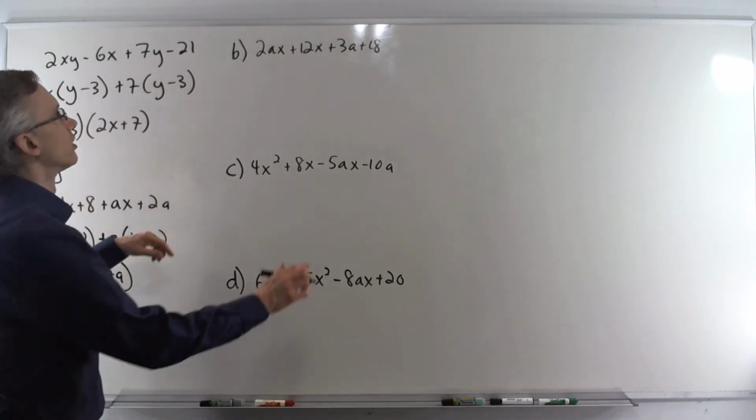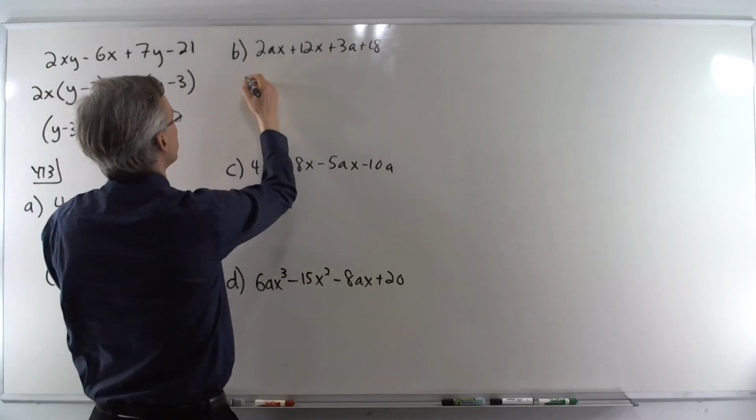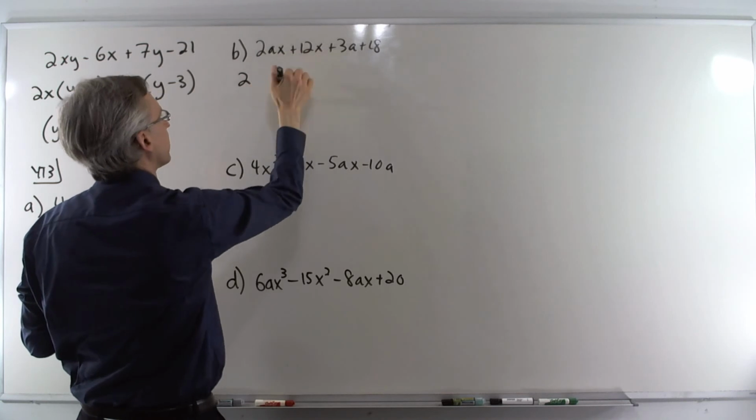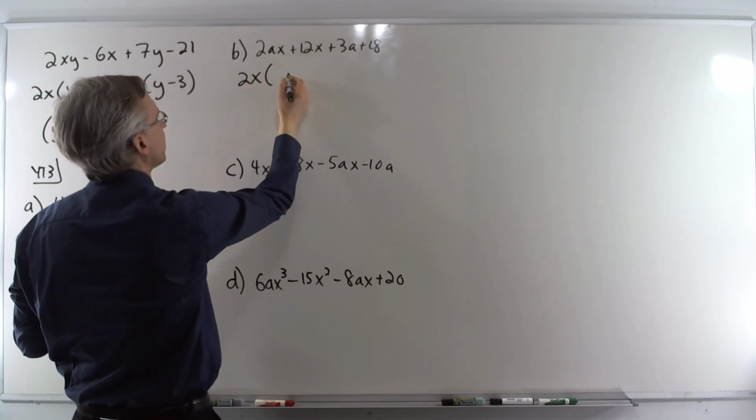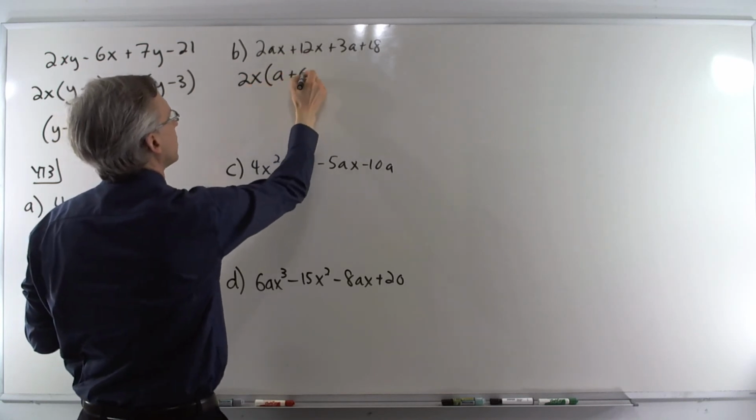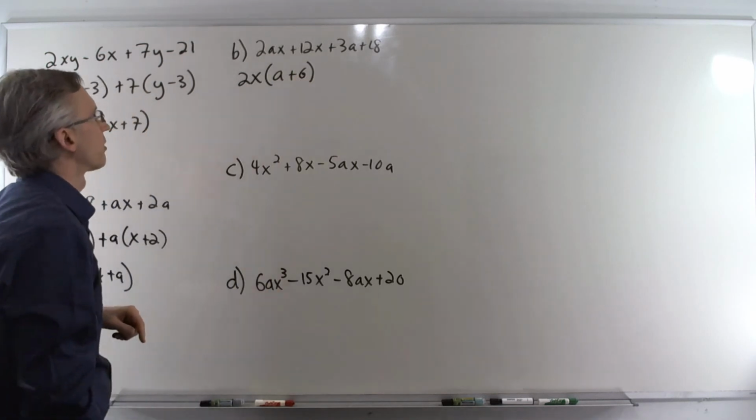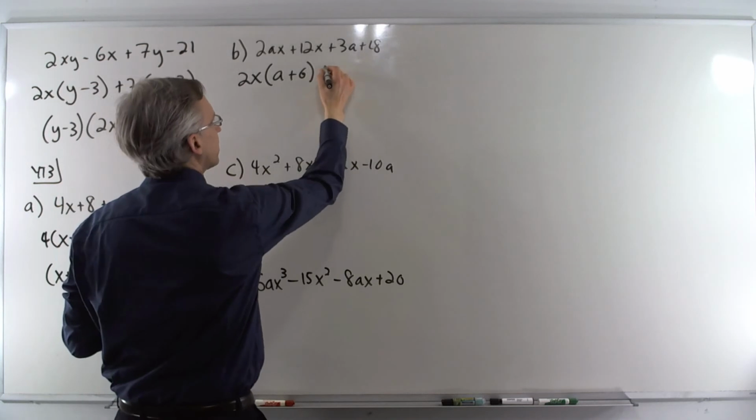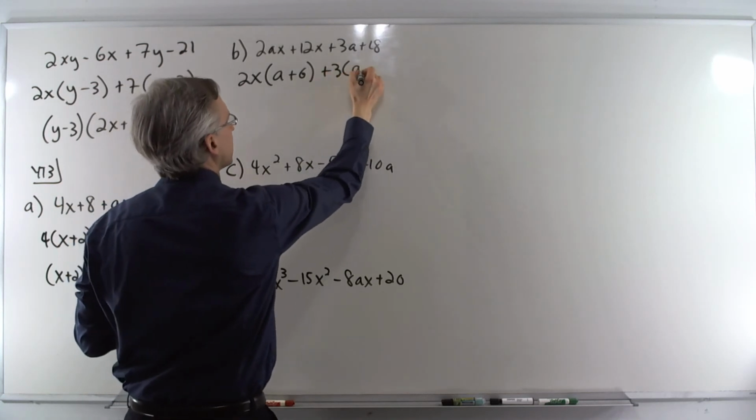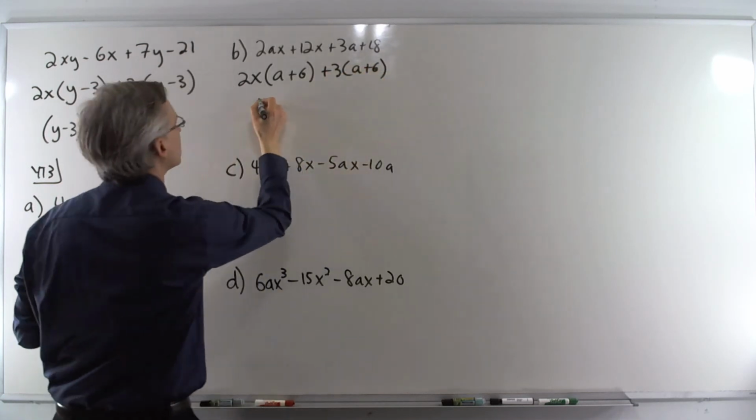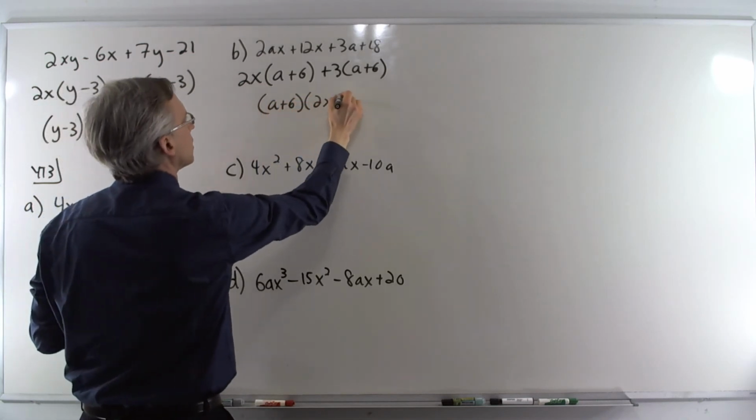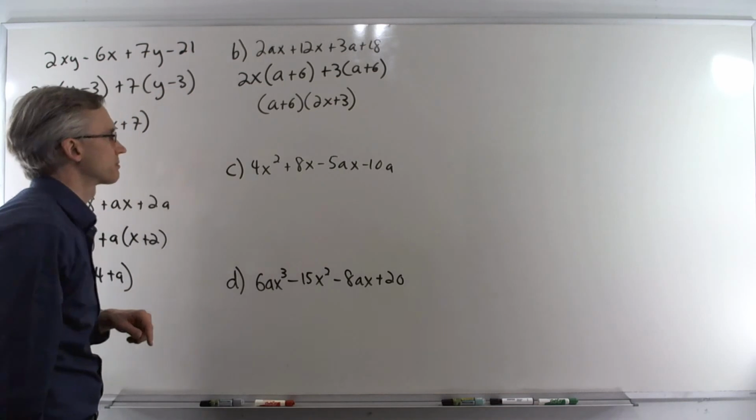Second one, greatest common factor of 2 and 12 is 2. And we can also factor out an x because that appears in both terms. 2x is the GCF. And then inside the parentheses, a plus 6. So we want to get an a plus 6 over here, so we'll factor out a 3 and get a plus 6. a plus 6 times 2x plus 3.